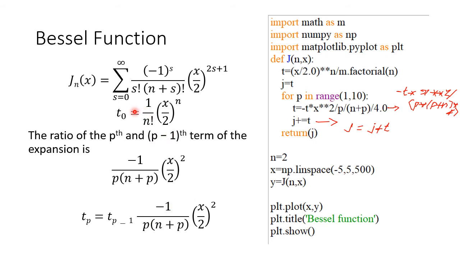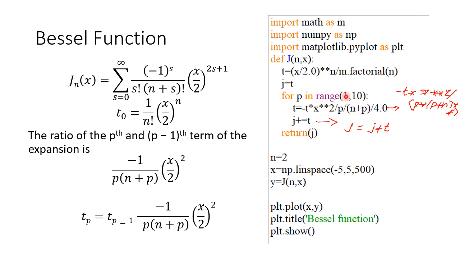So we know the initial term t0. We calculate the first term and add that to the jn of x. Then we will calculate the second term using the first term, and so on and so forth. We just choose 10 because 10 itself is sufficient. The 11th term, 12th term, etc. are negligibly small. You may try that.